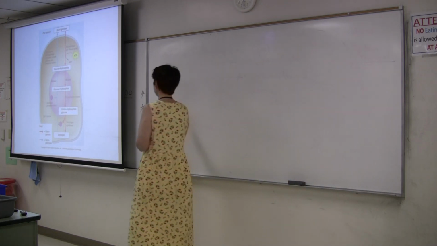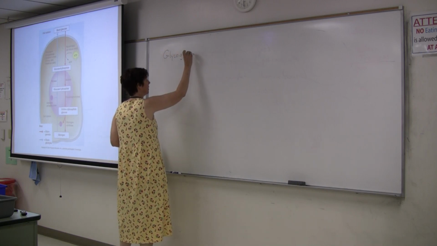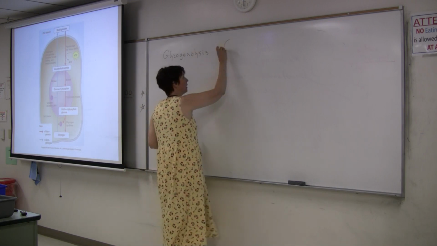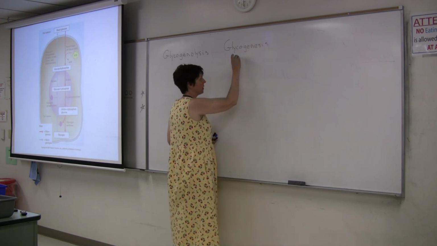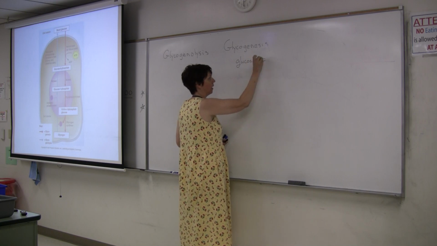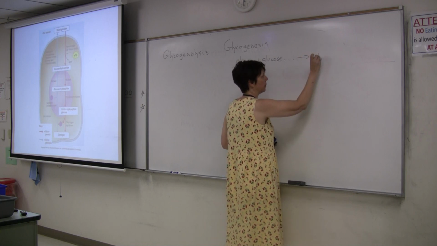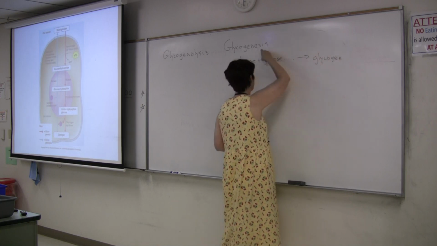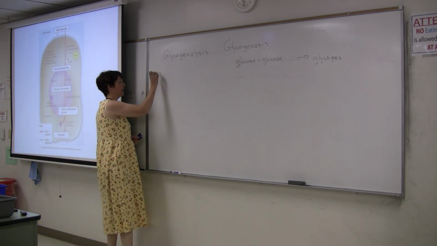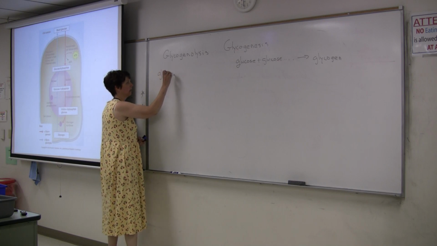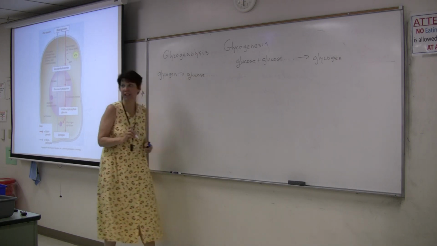So glycogenolysis and glycogenesis. Glycogenesis is taking glucose and forming glycogen, which is a starch. All right, so formation of glycogen is glycogenesis. The reverse, taking glycogen and releasing individual glucose molecules, is glycogenolysis.